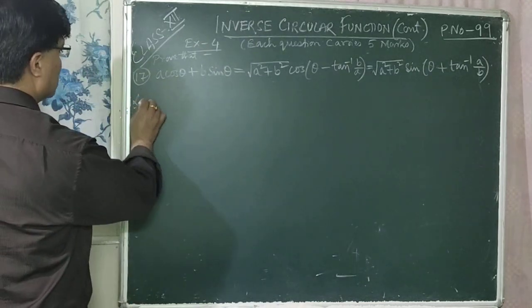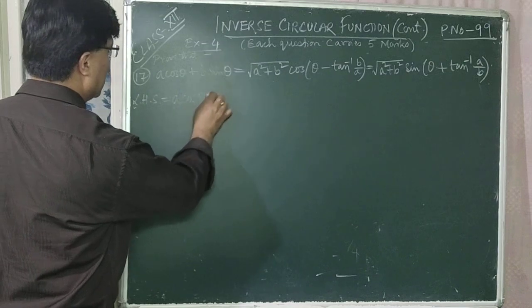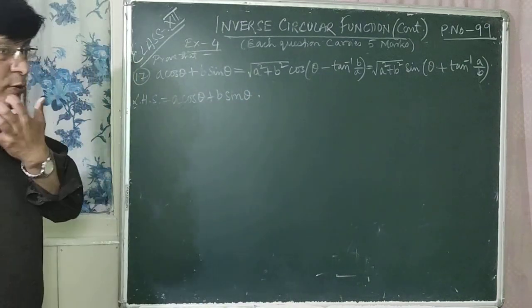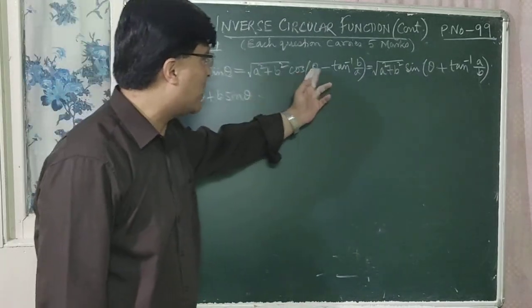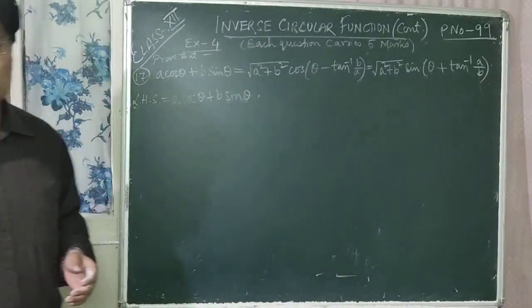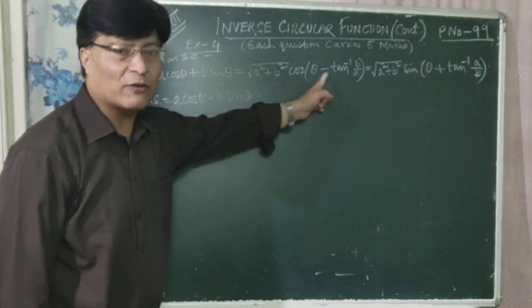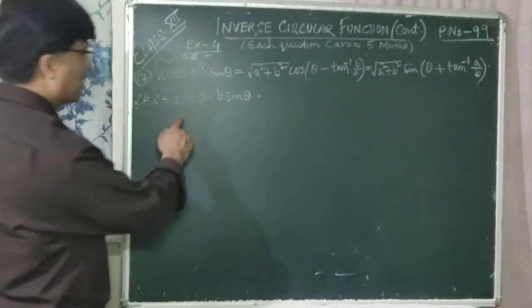Okay. So now LHS is equal to a cos theta plus b sin theta. Now you have to express this a cos theta plus b sin theta in terms of cos of A minus B, isn't it? And before cos there is also root under a square plus b square. So you have to convert this into compound angle form, that is cos of A minus B. So in this case you have to assume a and b.